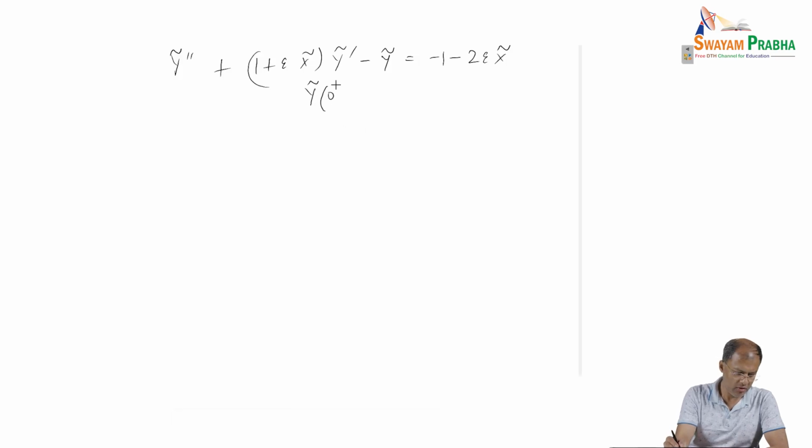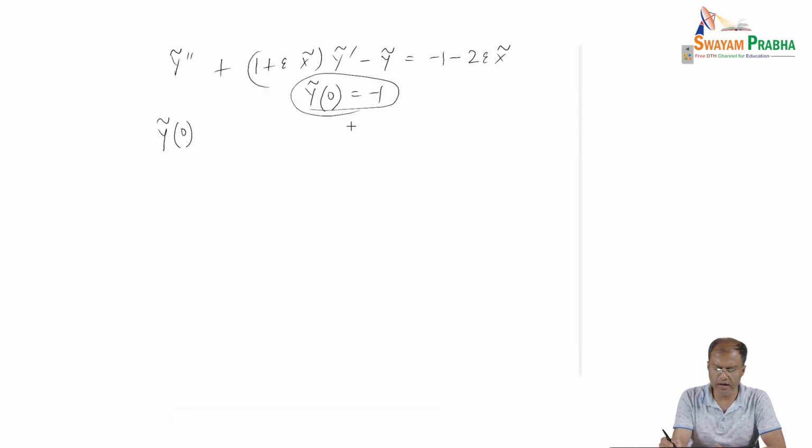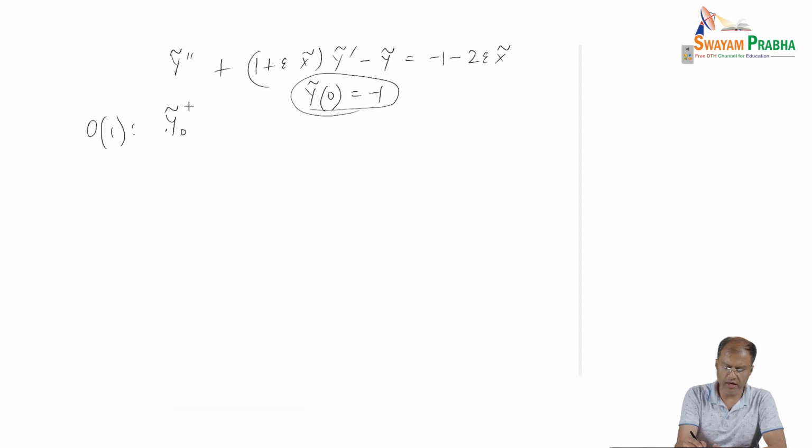And y naught of 0 is minus 1. So this is the left hand condition for the boundary layer, the inner solution, and from here again we can solve for the highest order term. So for the order 1 term, we will have y naught tilde double prime plus y naught tilde prime minus y naught tilde is equal to minus 1, with y naught of 0 equal to minus 1.